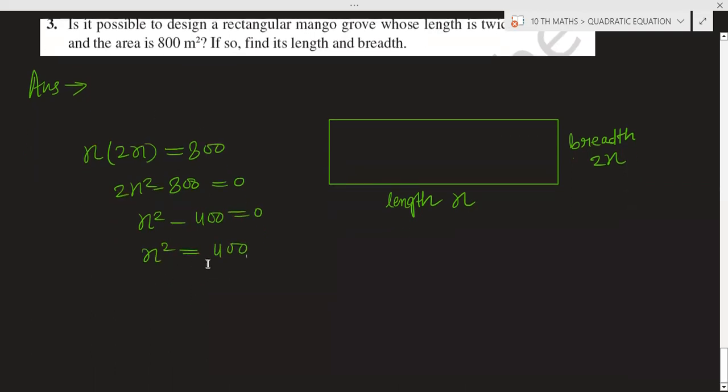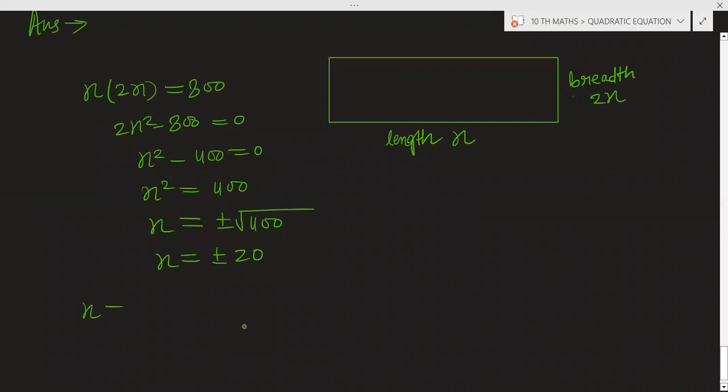Now what you will do? There are actually two ways to solve. First is directly solve this. x is equal to plus minus under root of 400. Under root of 400 is 20. So x is equal to 20 or x is equal to minus 20. Minus 20 you will reject, and x is equal to 20 will be your answer, because length can never be negative.